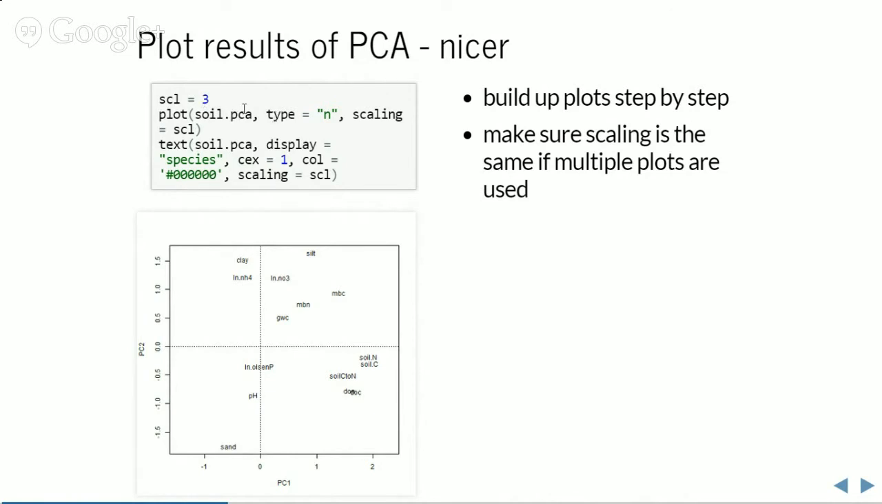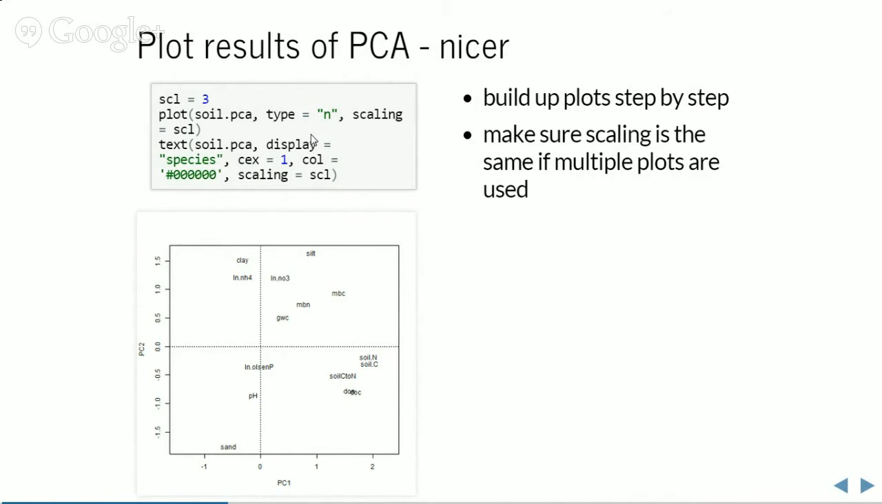So then this first command just plots a blank plot with the right range of x and y values with the right scaling. And then I'm going to add text of the variables using the text function. Again, I'm displaying the species, I'm coloring it black, and it's scaled the same as the original plot was. So I can get my variables on one.